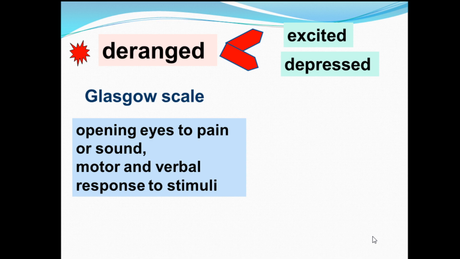During talking with the patient, we'll pay attention to opening his eyes to pain or sound, and motor and verbal response to stimuli. For example, cloudiness is the initial stage of deranged consciousness, when the patient will answer your questions later, but his answer will be correct.